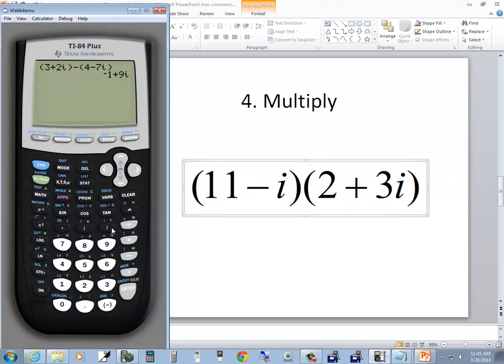Multiplication. Do a beginning parenthesis, 11 minus second decimal for the i. Close parenthesis, beginning parenthesis, 2 plus 3, and then second decimal, and then closing parenthesis. And then press enter. And our answer is 25 plus 31i.